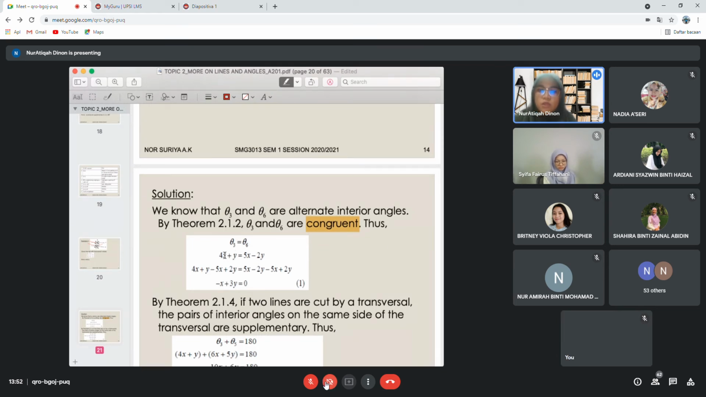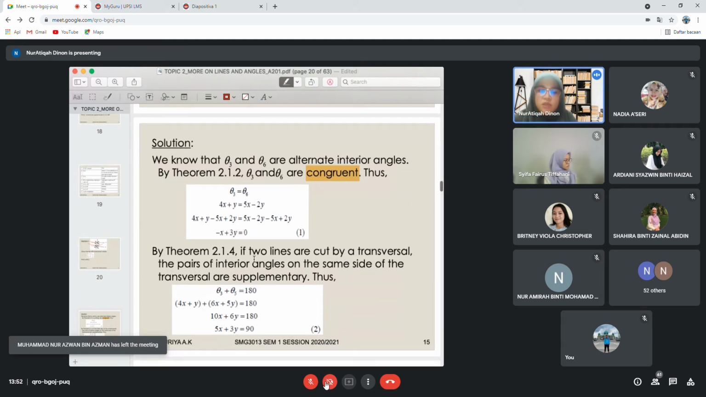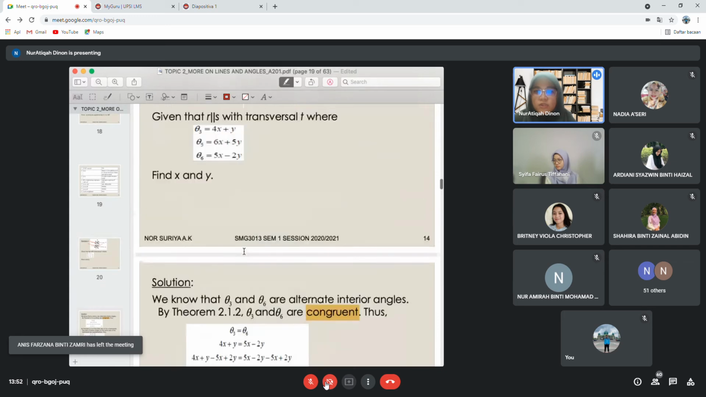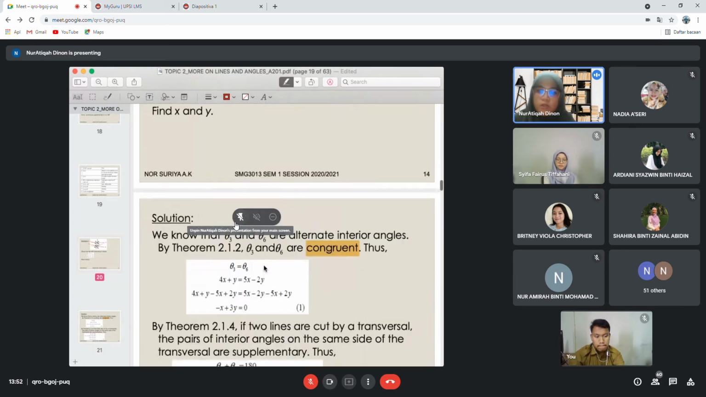Theta 3 is 4x plus y, theta 6 is 5x minus 2y. Then you can solve this, you know how to do it, and you get the first equation, which is negative x plus 3y equals 0. Next, we need to find the second equation because we want to solve for x and y; we can't solve with only one equation. So we have theta 3 and 5. The answer is already below, so no need to ask.